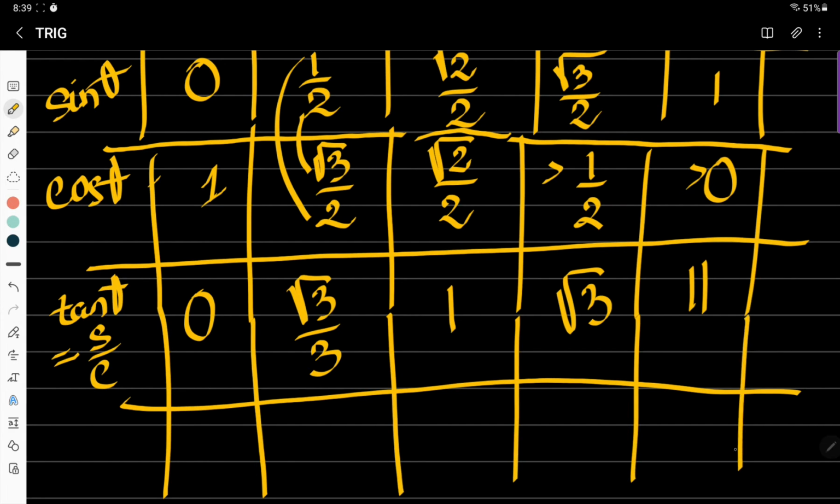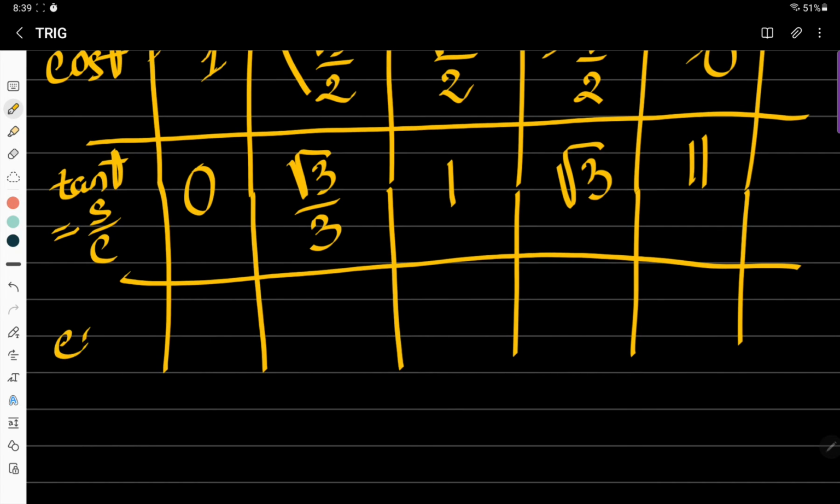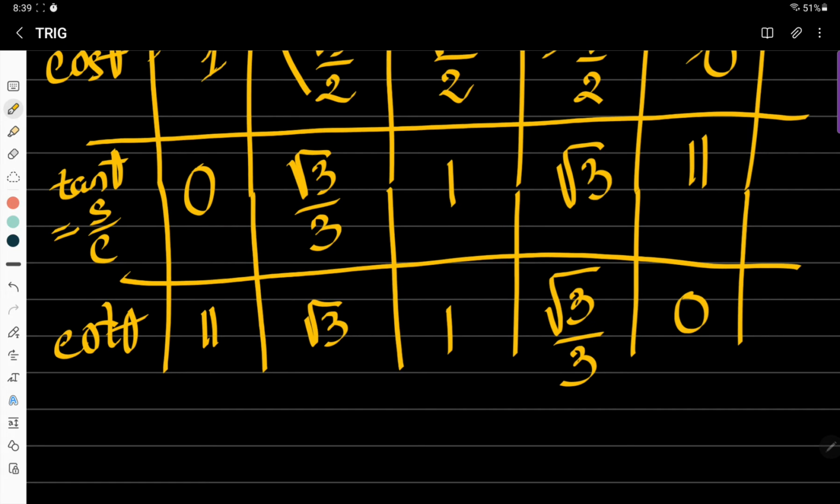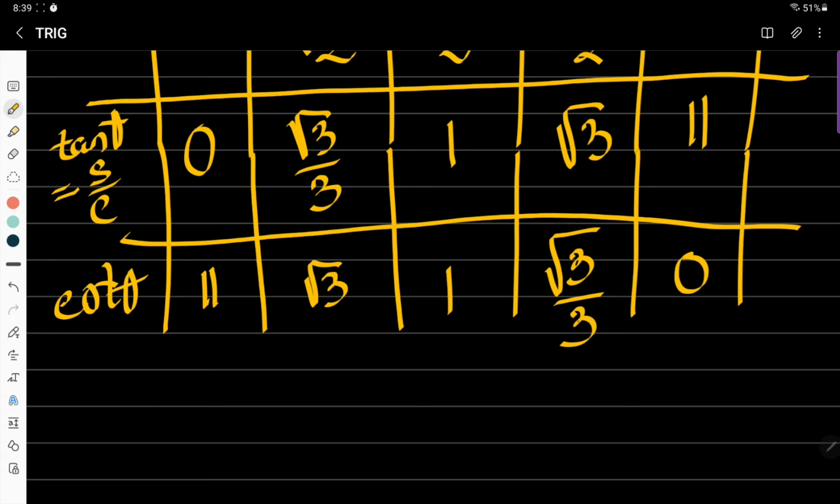Now to find cotangent, write your equation. 0 goes here, undefined goes here, root 3 goes here, root 3 goes here, and 1 goes here. That's it. Cosecant and secant are done.